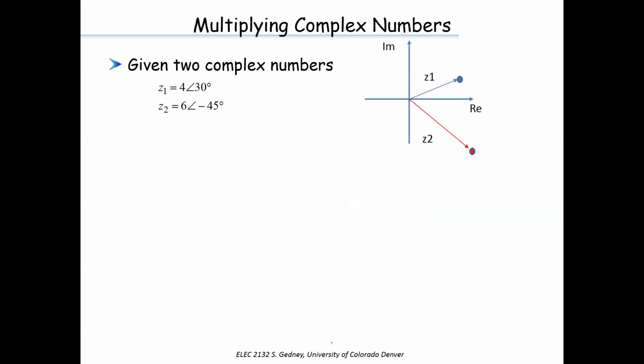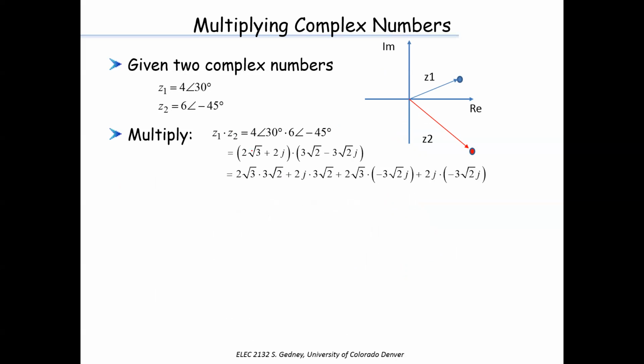Okay. Well, how do I multiply complex numbers? Let's say I want to multiply z1 and z2. So I take z1 times z2. Well, I can do this in rectangular form, right? I can write these two in rectangular form and then do all the cross products. So I get 2 root 3 times 3 root 2 plus 2j times 3 root 2 plus 2 root 3 times the minus 3 root 2j plus 2j times the minus 3 root 2j.